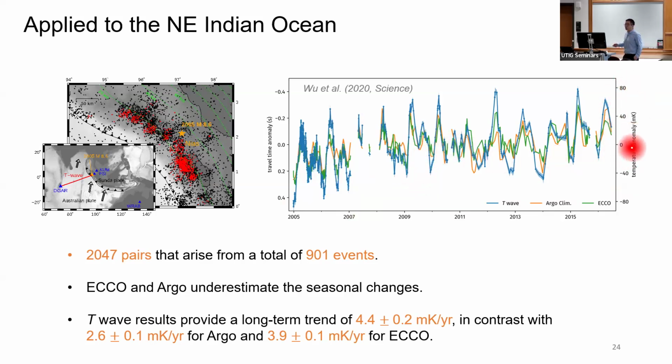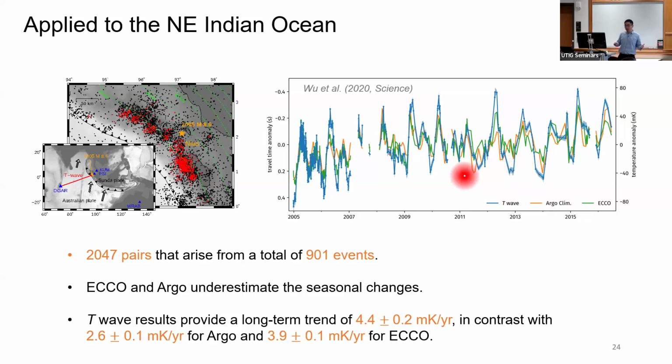So here, this is ocean temperature anomaly, positive goes up. And we just plot 3 results here: our T-wave result, Argo, the prediction by Argo climatology, and Echo. So the prediction is the same way as we talked about for the previous repeating earthquake example.